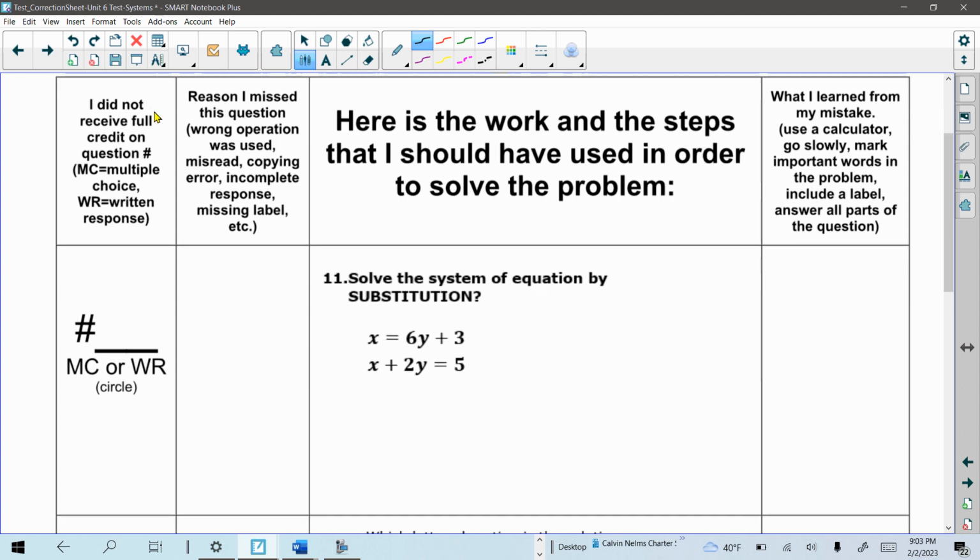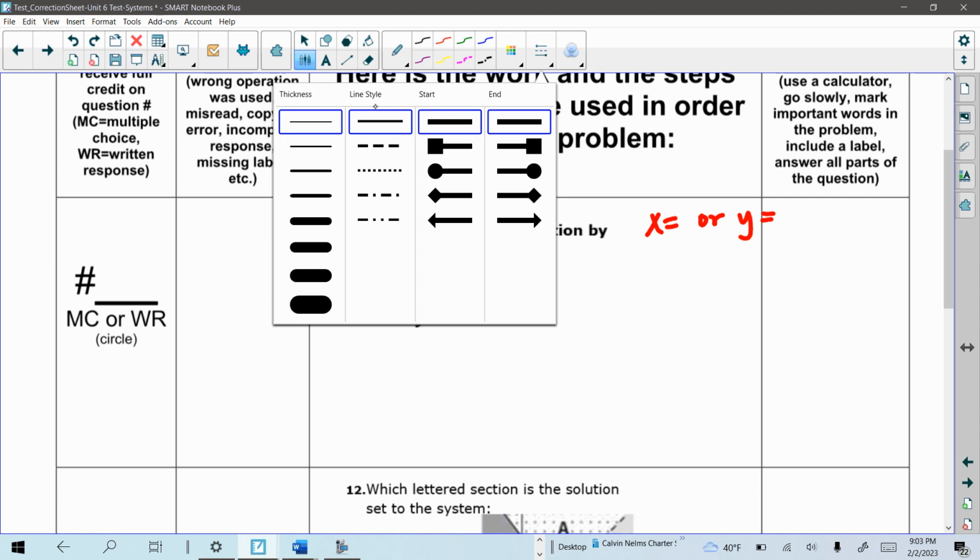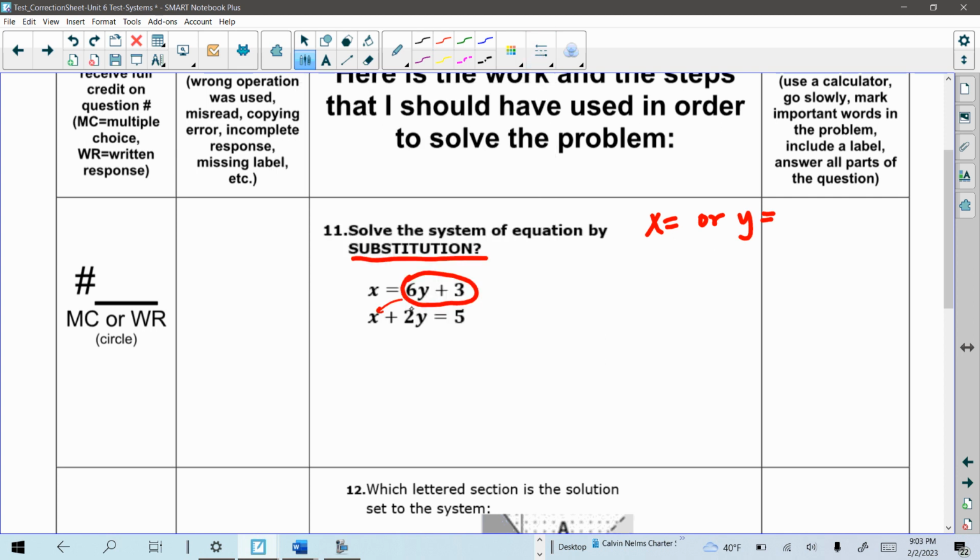This is when you had to work all the way out to get to your solution. So this was worth more points, but it did say solve by substitution. And earlier on the first set of problems, we can use a substitution. We have an x equals or y equals. We have an x equals right here, and it's equal to 6y plus 3. So that means I'm substituting it in for x in the second equation. So we had to use parentheses here. So 6y plus 3 for the x, then I write plus 2y equals 5.